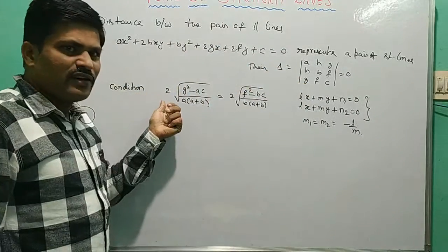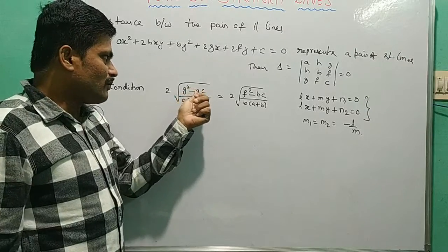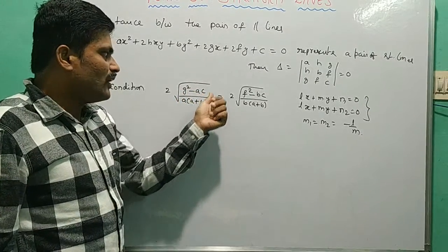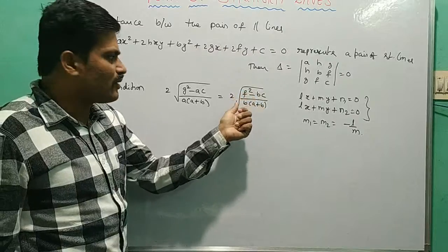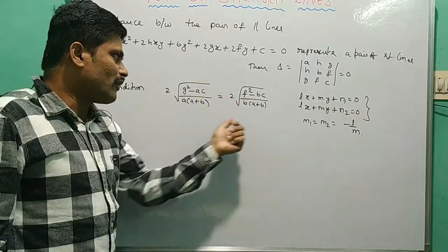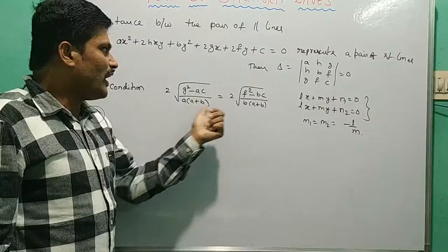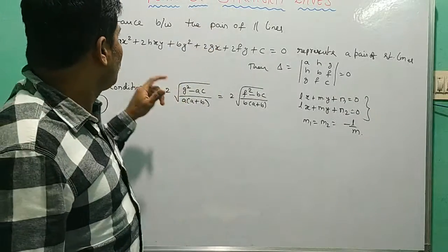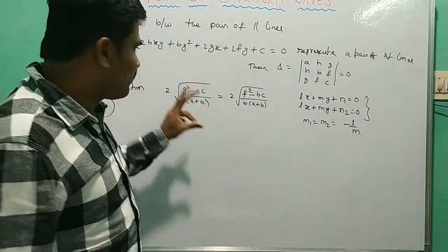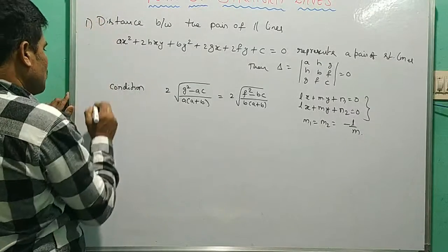Then the condition is 2 into square root of g square minus ac by a into a plus b equal to 2 into square root of f square minus bc by b into a plus b. Now we have to take one of that formula, then find distance between the parallel lines. So this is one of the important formula.